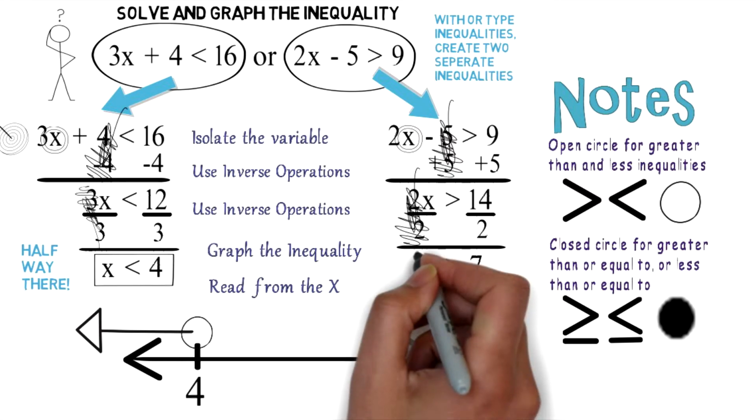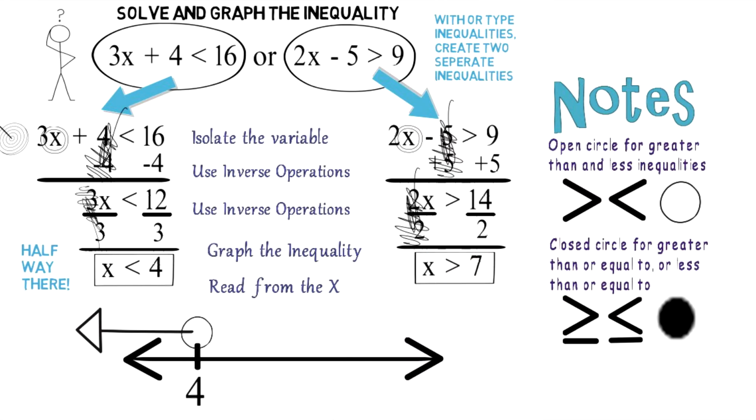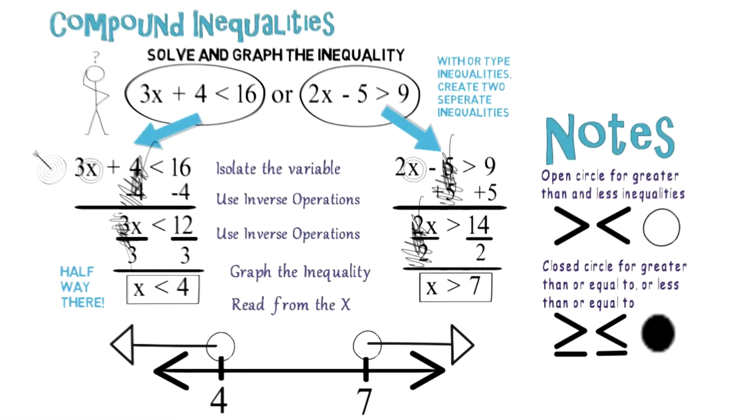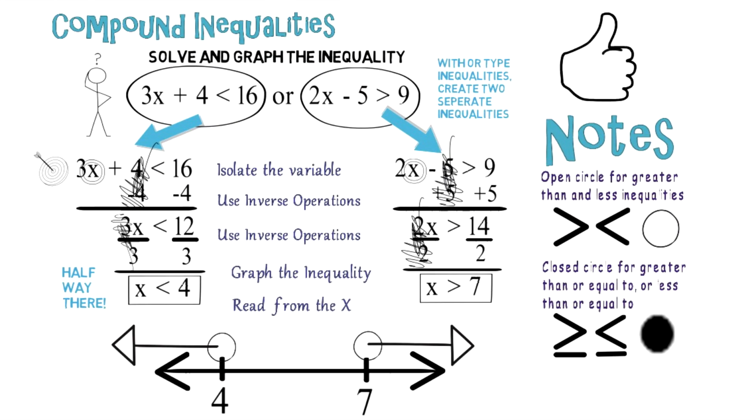Let's take a look at the other. We have x is greater than 7. Again, read from the x. Now we'll plot the 7 on the number line. Also use an open circle. And x is greater than 7, so we're going to point the arrow towards the right. And you're finished.